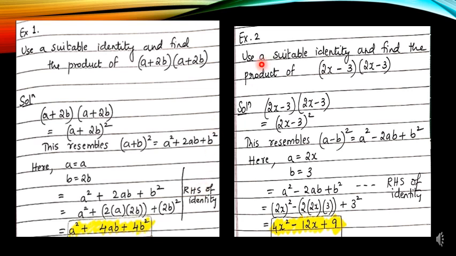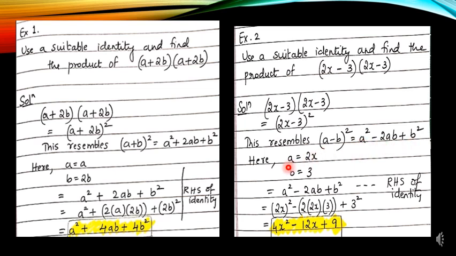Second example, use a suitable identity and find the product of 2x minus 3 and 2x minus 3. Here also we have same binomials but we have sign as minus. That is the operator between the terms is minus. So this will be written like this, 2x minus 3 the whole square. And this is resembling which identity? A minus b the whole square. And the expansion of that is a square minus 2ab plus b square.